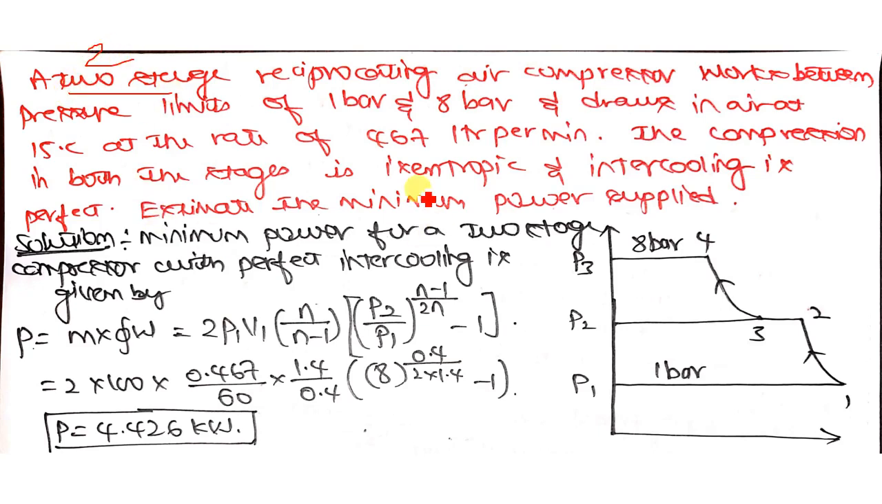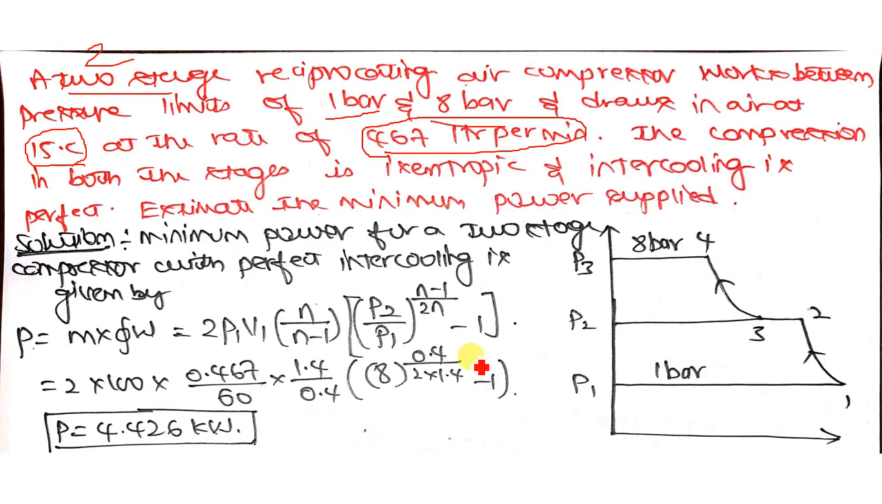The compressor works between the pressure limits of 1 bar and 8 bar. So your input pressure is 1 bar and your output pressure from the compressor is 8 bar, and it draws in the air at 15 degrees Celsius. So the temperature of the inlet is also given, at the rate of 467 liters per minute. The volume flow rate is given in liters per minute, so you can convert it into meters cube, whatever units you require.